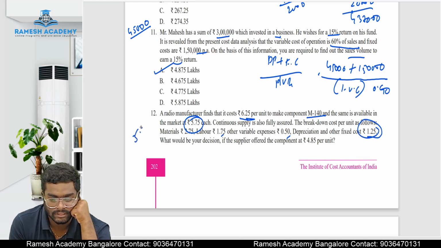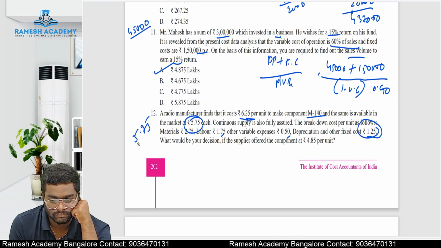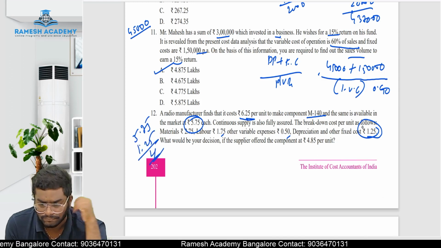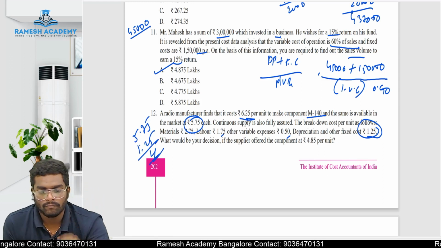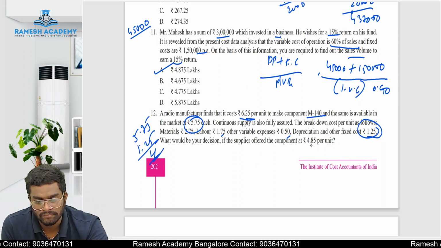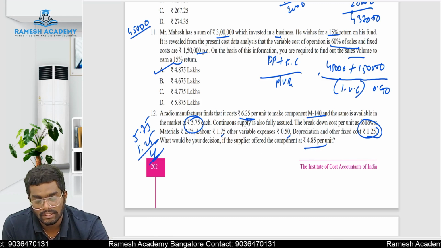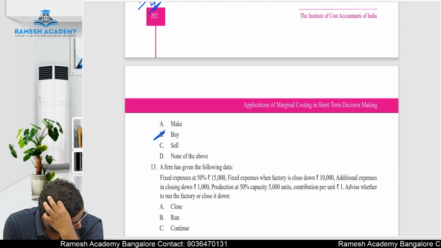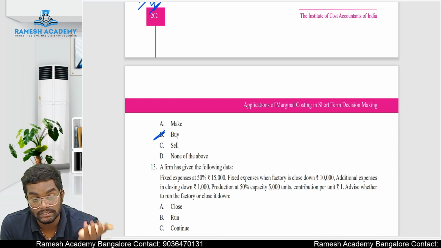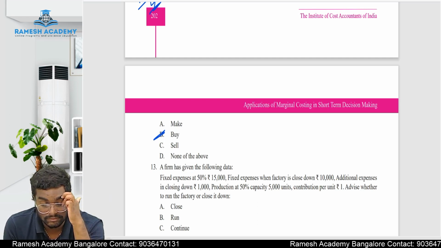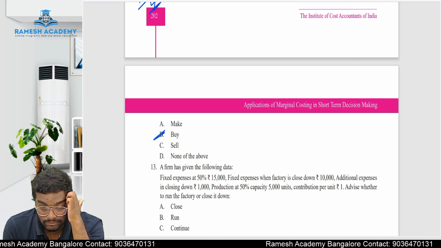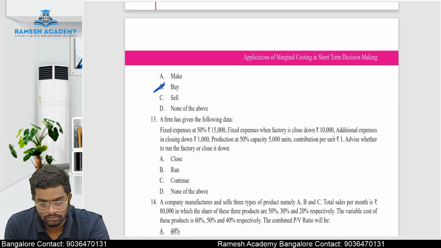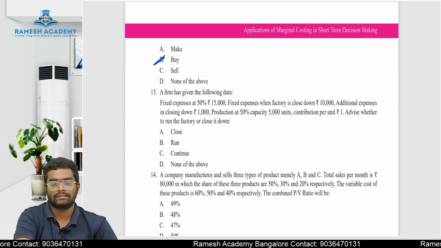We have to deduct it because we are not concerned with the fixed cost here. What would be your decision if the supplier has offered the component at 4.25? Anyhow, we will go with the supplier only. Buy, because it is already less. Over and above that, they are telling that they will give at 4.85. Done. So, 13th question, please read it.